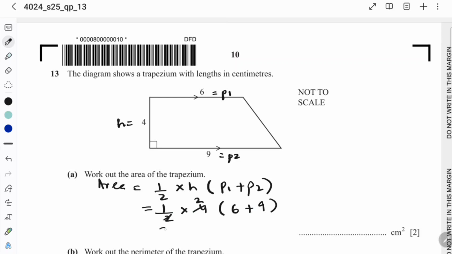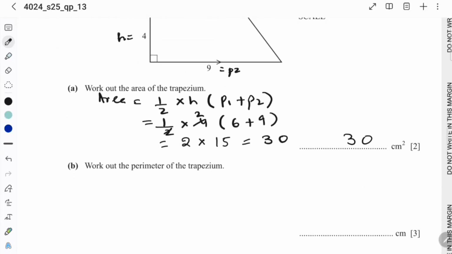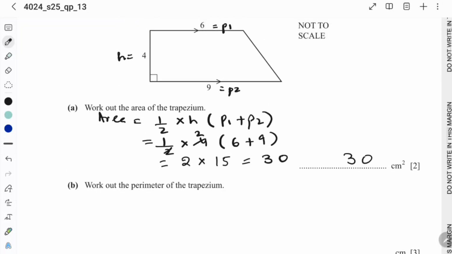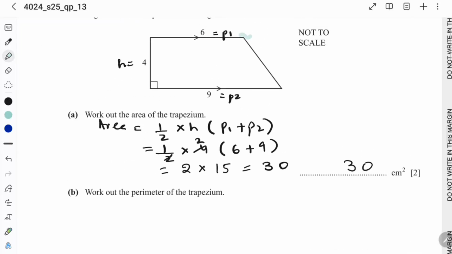Half of 4 is 2. 6 and 9 are 15. 2 times 15 is 30. 30 square centimeters is the answer. Work out the perimeter of the trapezium. Perimeter means adding the boundary lines 6, 4, 9.